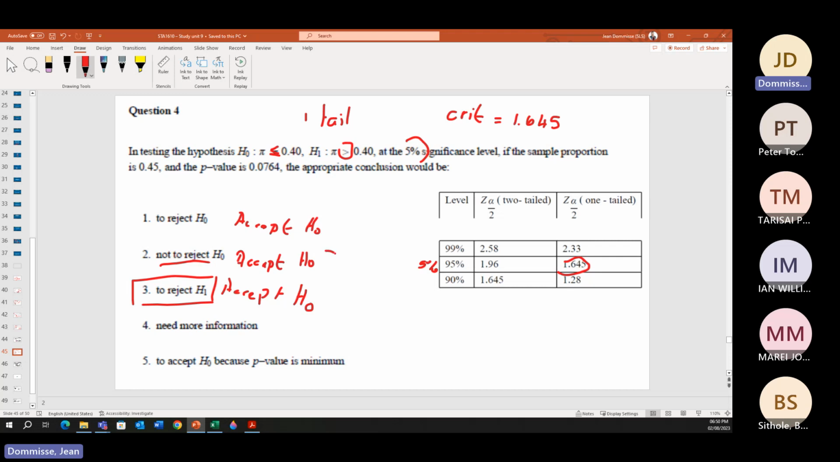Okay, so there we're already sitting with two that are the same. To accept the null hypothesis because the p-value is a minimum. Okay, so that one is not right, because that's not the reason why we will accept it or not. So this is quite interesting. Not to reject the null hypothesis means I accept it.